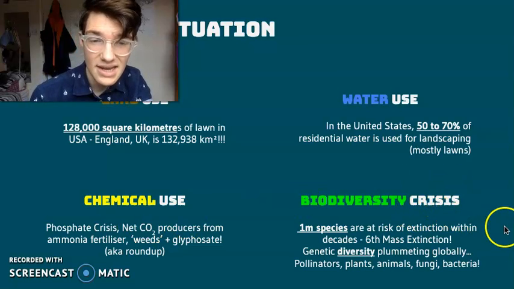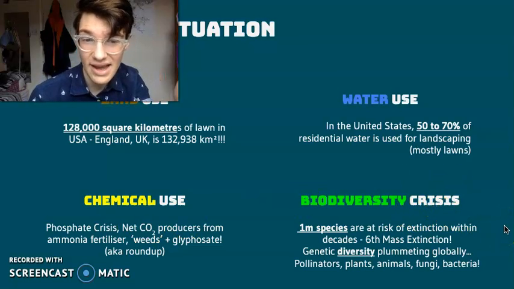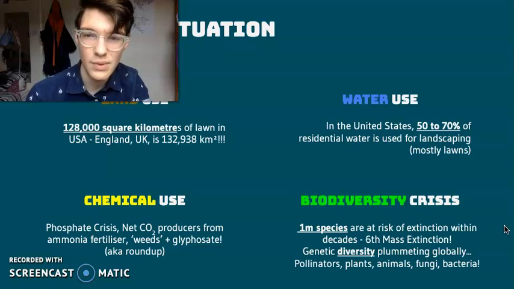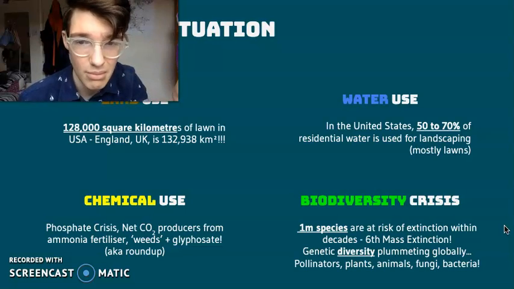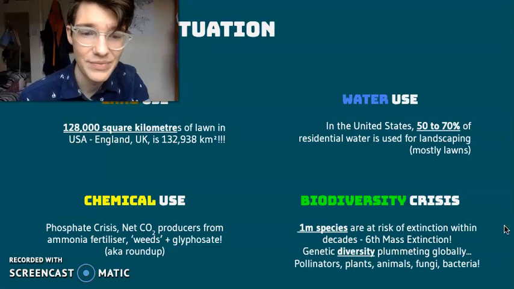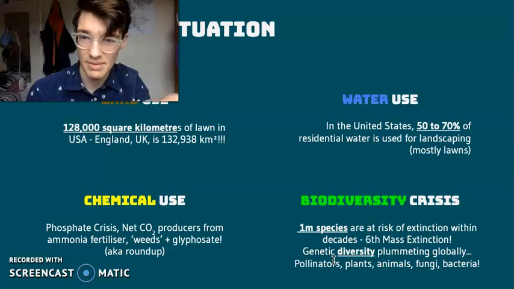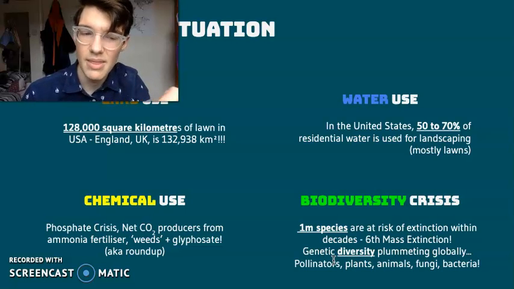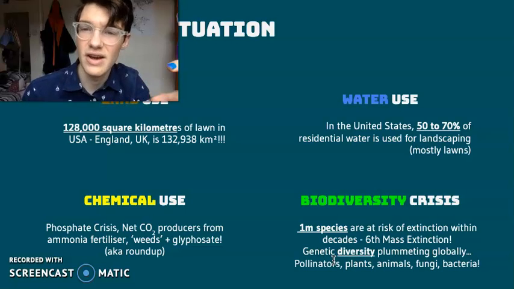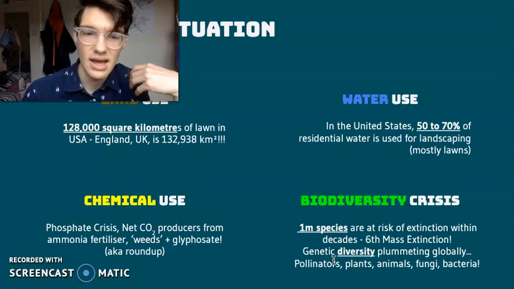Biodiversity crisis. 1 million species currently are at risk of extinction in the next few decades, and we're in the middle of the 6th mass extinction. It's widely acknowledged by the UN panel. Link at the end. Anyway, genetic diversity is also plummeting globally, and this is slightly different to biodiversity. We're not just having species go extinct, but within species, the diversity is reduced.